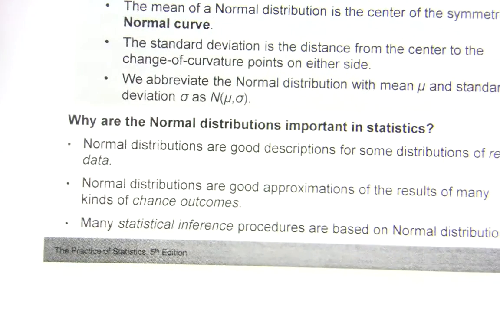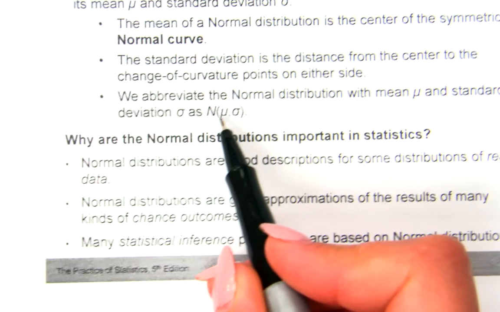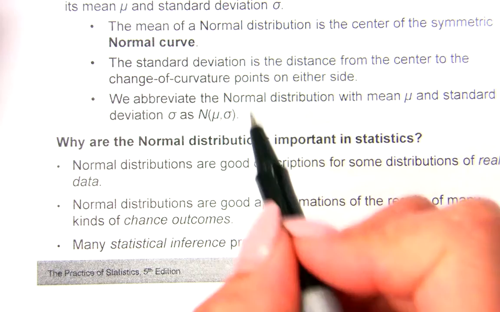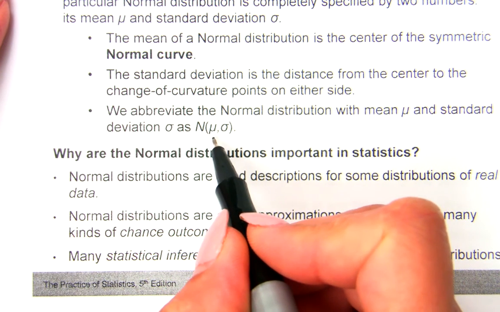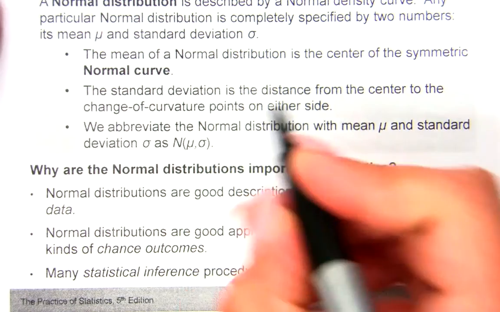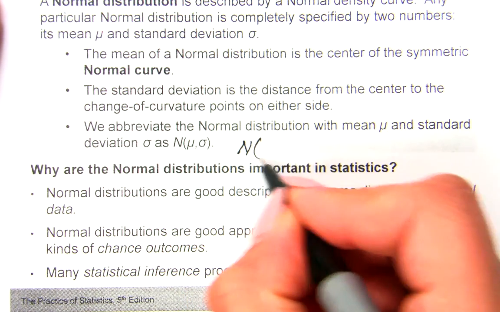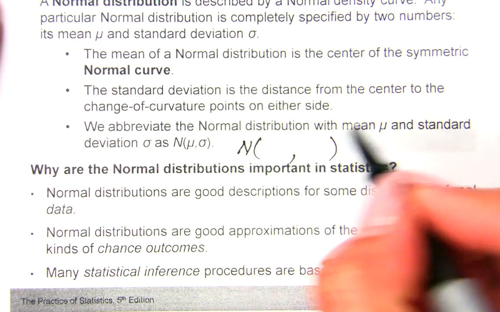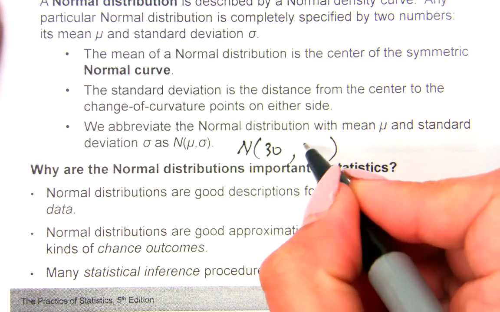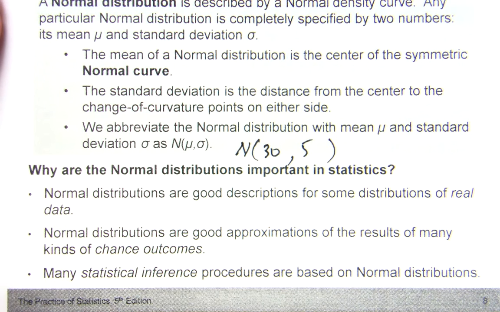We abbreviate the normal distribution with mean mu and standard deviation sigma as N. Okay, so I had to stop here for a second. So N means normal, mean, comma, standard deviation. Typically if I'm giving you a bunch of data in a normal curve, and I'm just making up something, your mean is going to be 30 and a standard deviation of 5. We're going to discuss this in the next couple of slides in the next video, how we're going to actually do calculations on this.